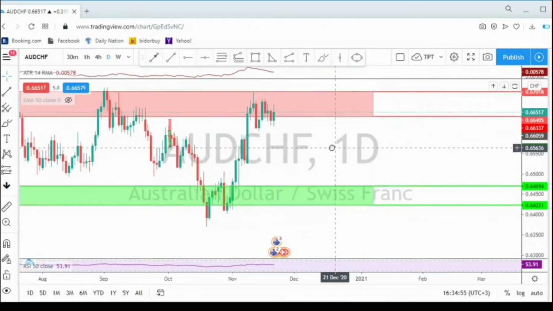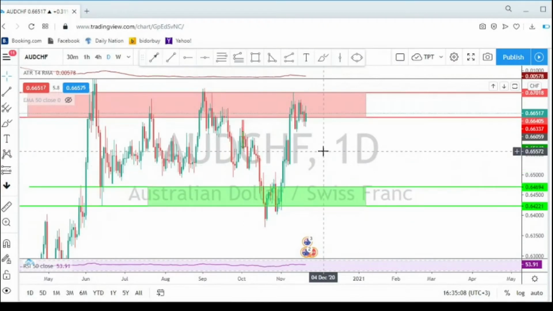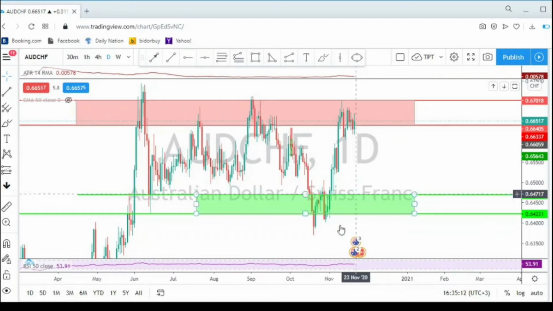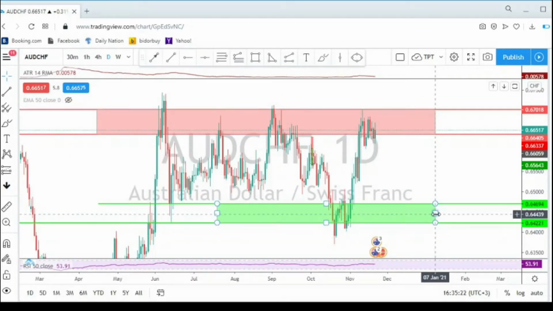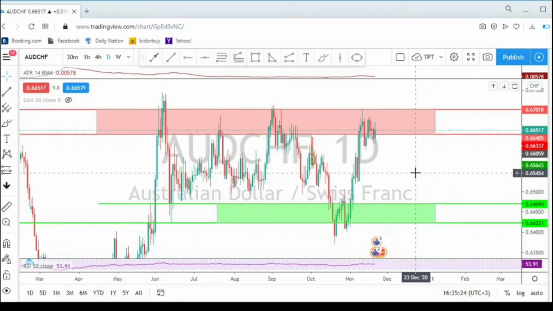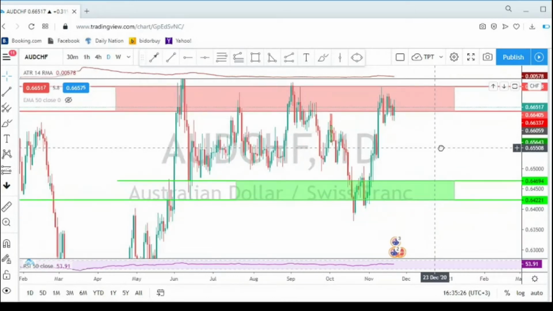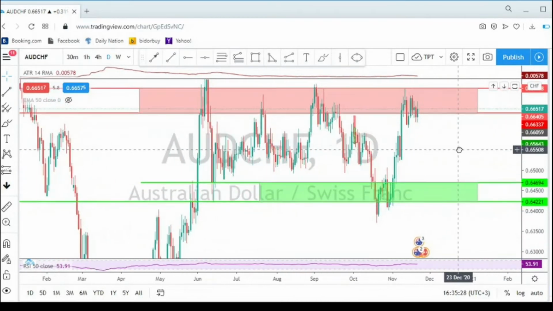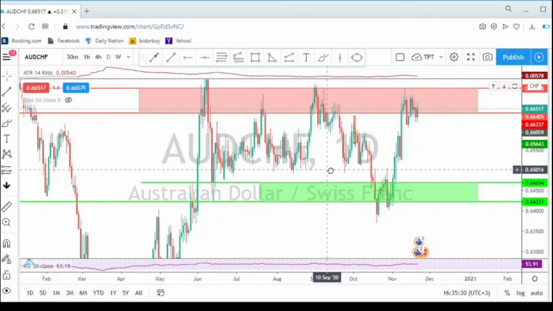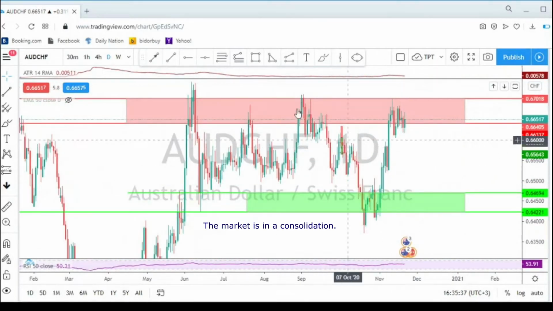The first currency pair is Aussie Swiss. On a daily time frame, we know that the green zone here is the support and the red zone here is the resistance. And I've done this because this level has been tested multiple times. And this market is currently in a consolidation.